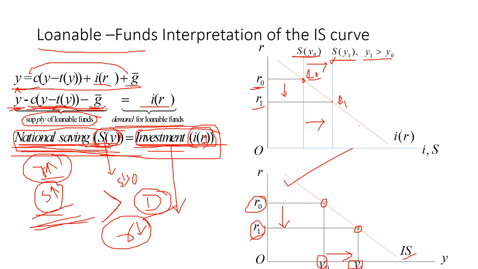Product market equilibrium condition. Remember, you don't have to do all the graphs in your exam paper. You can follow any one of them. You can use the Keynesian cross, you can use the saving investment diagram, or if you are asked to use this loanable fund interpretation, you can use this diagram as well. And that's all about what the IS curve is and how we derive it.